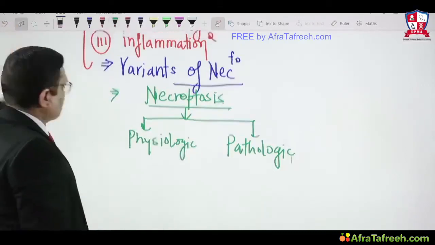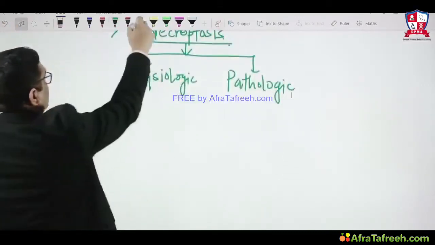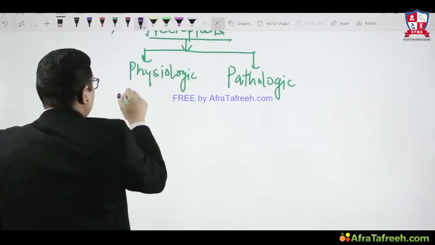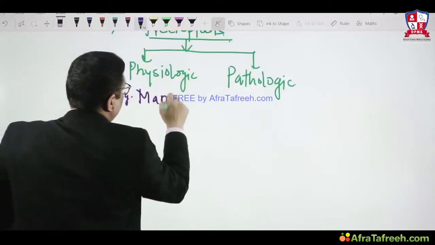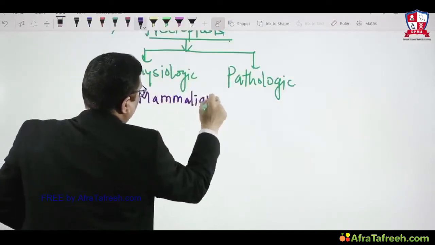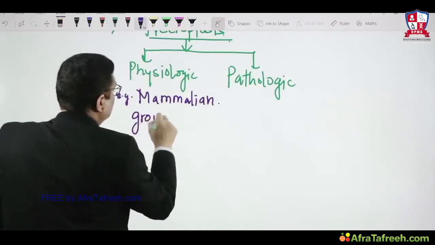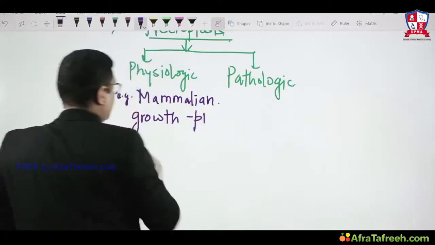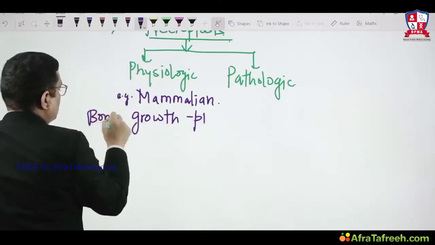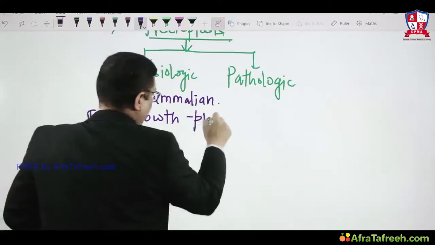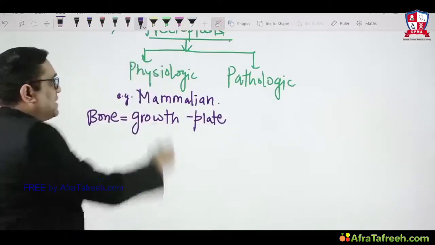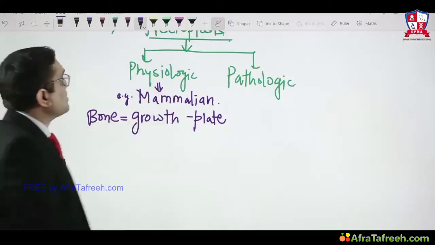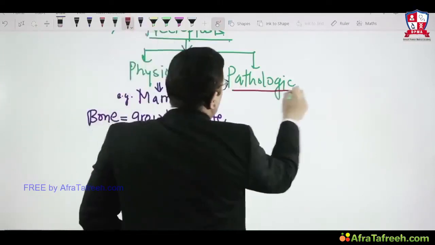What is a physiologic example? Mammalian bone growth plate formation. So here the example is mammalian growth plate formation in the bone, right? So this is the physiologic example. That is the important point. Physiological example of necroptosis, mammalian growth plate formation, and pathological, there are several examples.